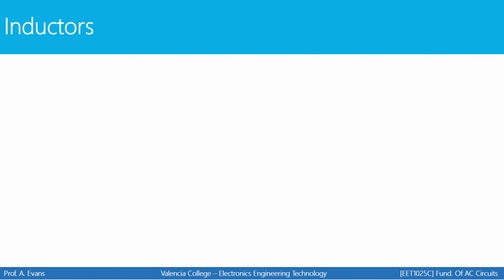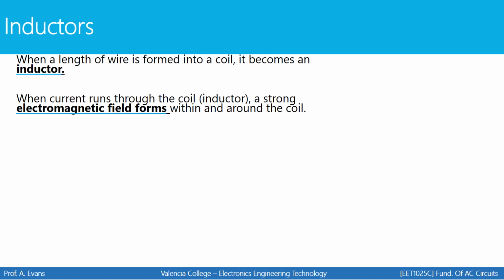So that's it for capacitors, at least for an introduction, and now we're going to switch over and talk about inductors. First I'm going to explain the concept behind an inductor. When a length of wire is formed into a coil, it becomes an inductor. So an inductor is a coil of wire.